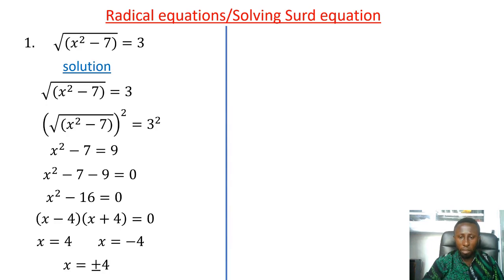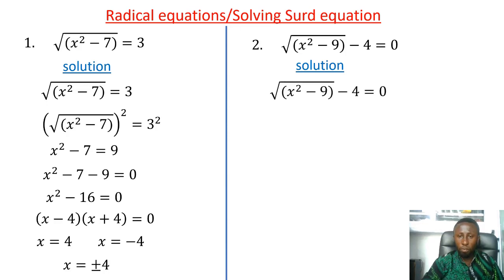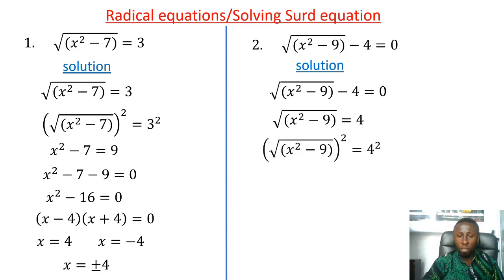Let's do another example here. Similar example, the same thing. We said to group terms, but there's no need to group this. So let's move the 4 across the equal sign, or we should add the 4 on both sides. Solution: the same thing, we take the square of both sides, then we get s squared minus 9 equals 16. Then what should we do?